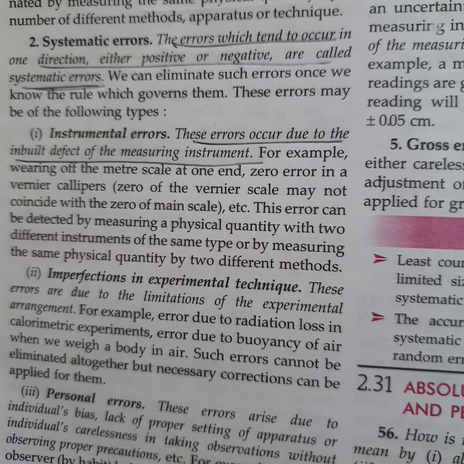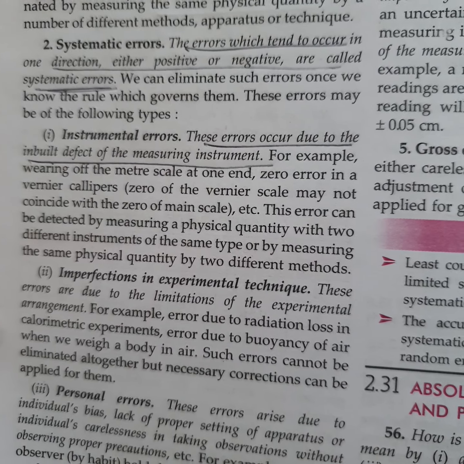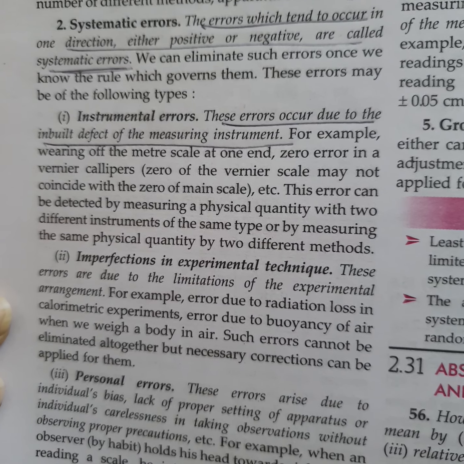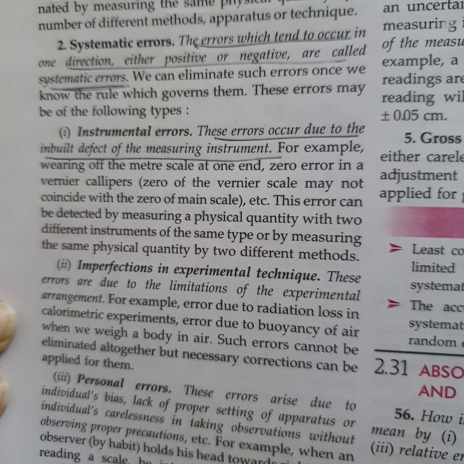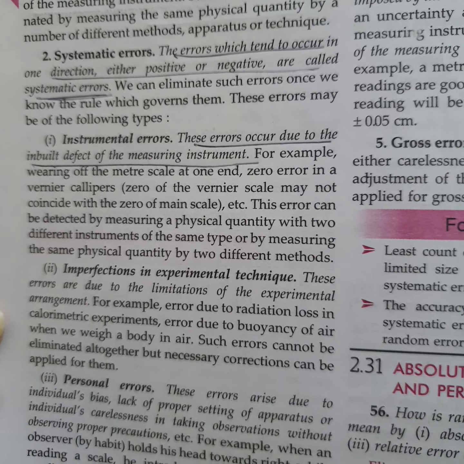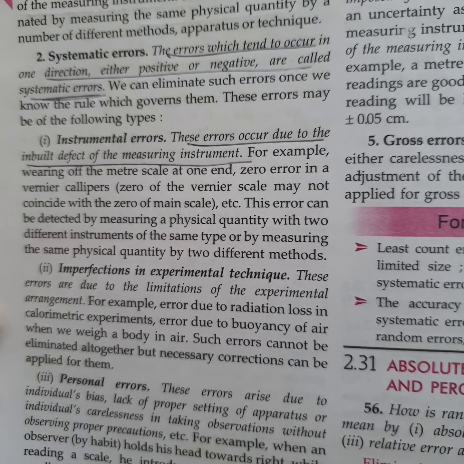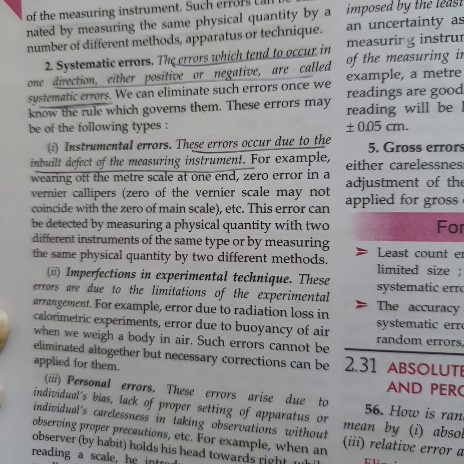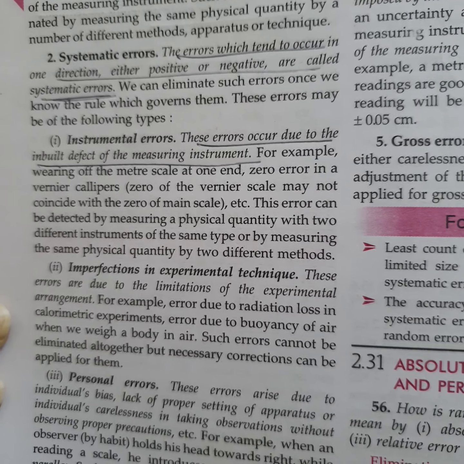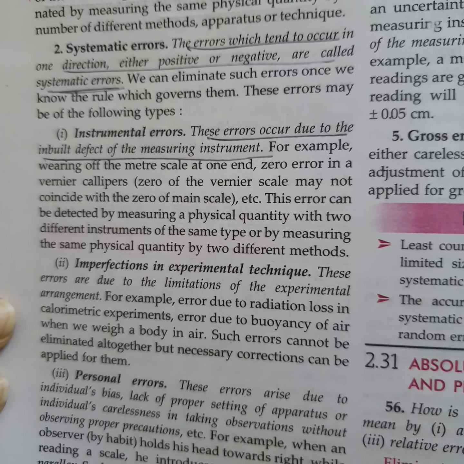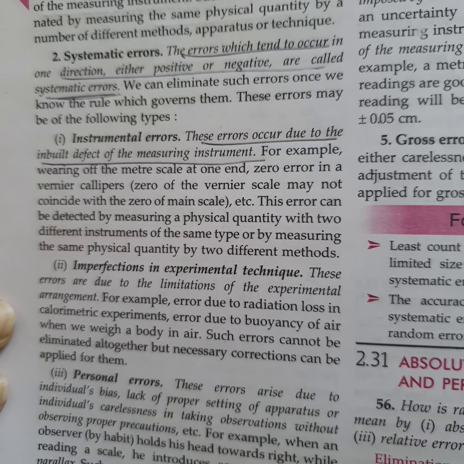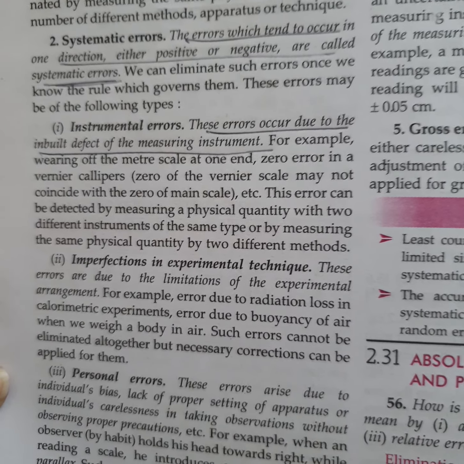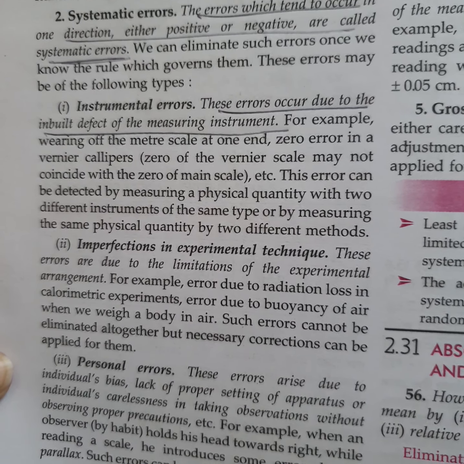Next error is systematic error. The error which tends to occur in one direction, either positive or negative. Means you get the measured value every time less by 0.1. Means your error is 0.1 positive. If you get the value of g 9.9, means you get the error 0.1 negative. There are the following types.